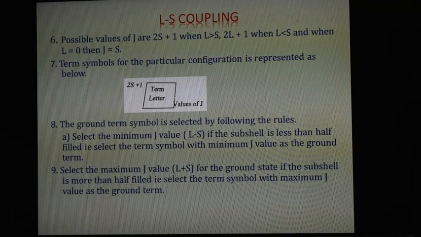Rule number 9: select the maximum J value, that is L plus S, for the ground state term if the subshell is more than half filled. So these are the two important rules to determine the ground state term, depending on whether the subshell is less than half filled or more than half filled. As we know, d1 to d4 are less than half filled, and d6, d7 up to d10 systems are more than half filled.